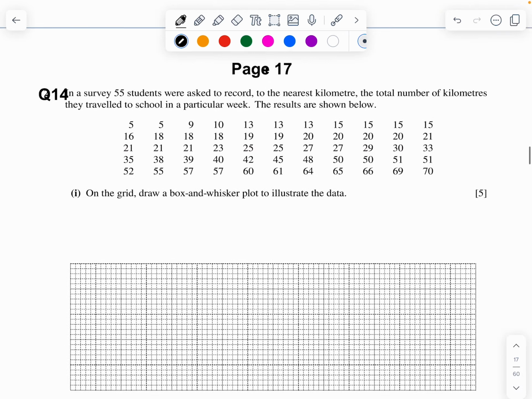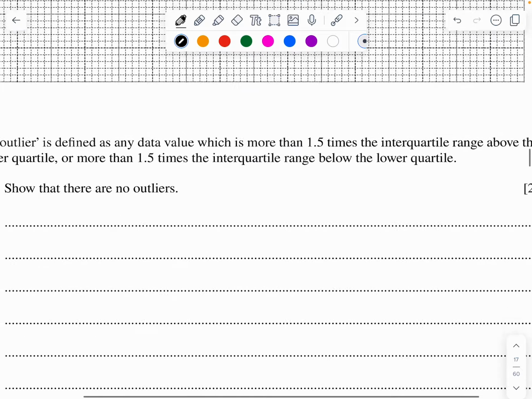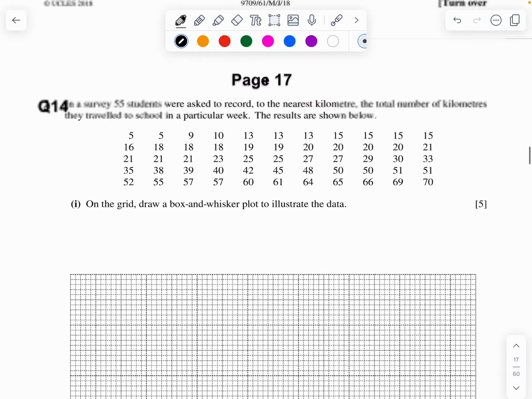Next question is from May-June 2018, paper 61.